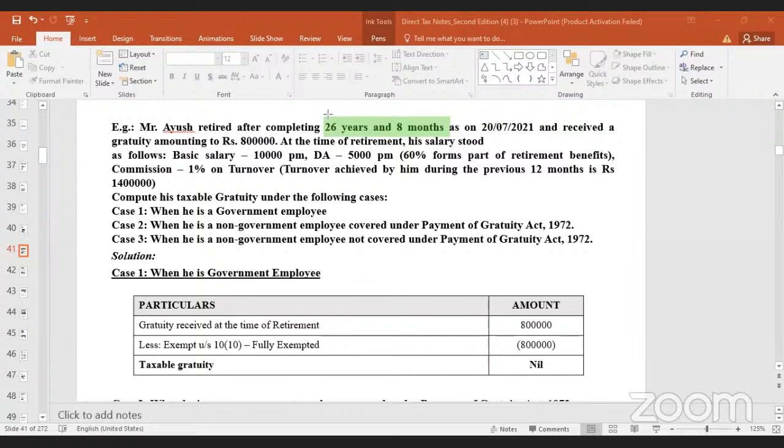This figure is important. He has received a gratuity of 8 lakh. At the time of retirement, his salary stood as follows. Basic salary is 10,000 per month. DA is 5,000, of which only 60% forms part of the retirement benefits. Commission is equal to 1% of the turnover, and the turnover achieved by him is 14 lakhs. Compute the taxable gratuity.